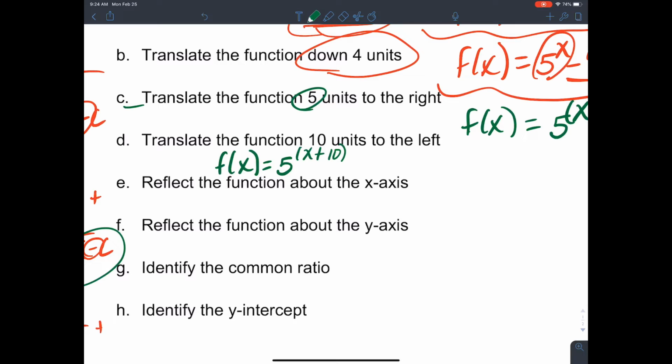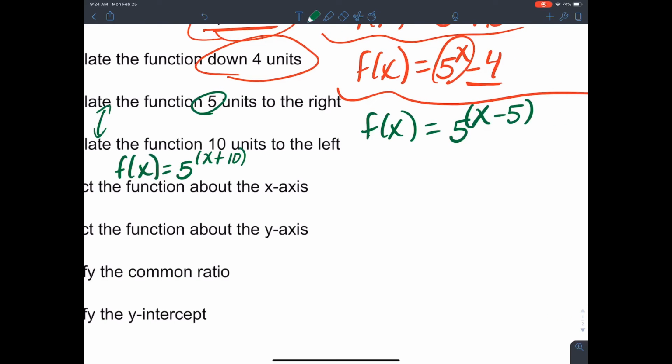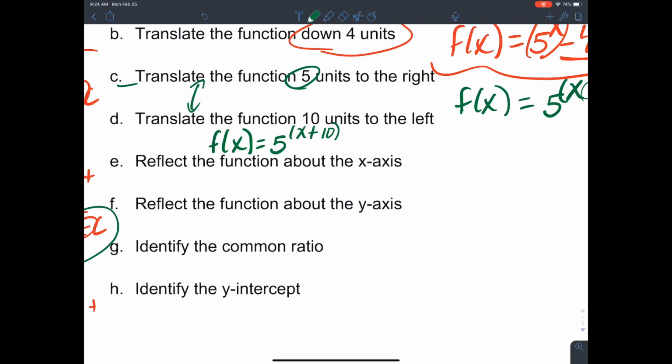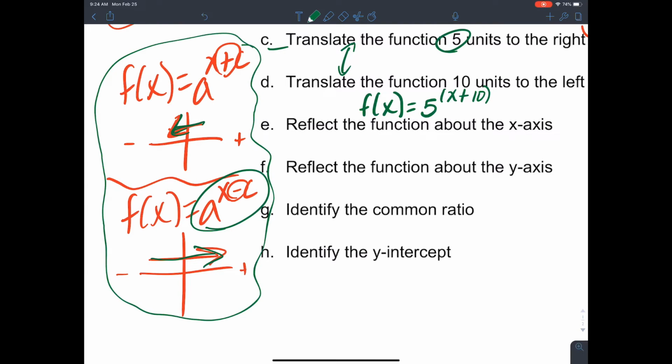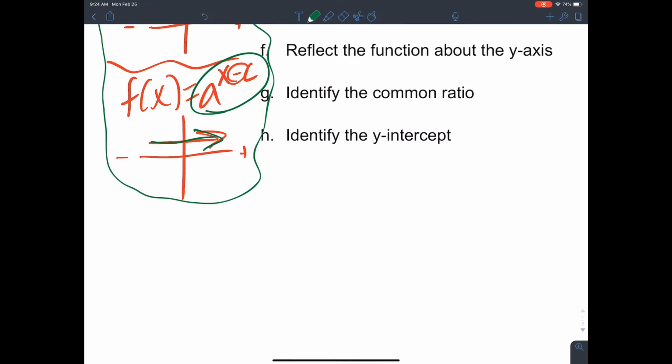And if you notice, these questions are opposite of each other. So if I went to the right 5 units and I did a minus for the right, left would be plus. Basically, this is a good little reference point right here. Okay? And this is horizontal translations, in case you want to look that up.